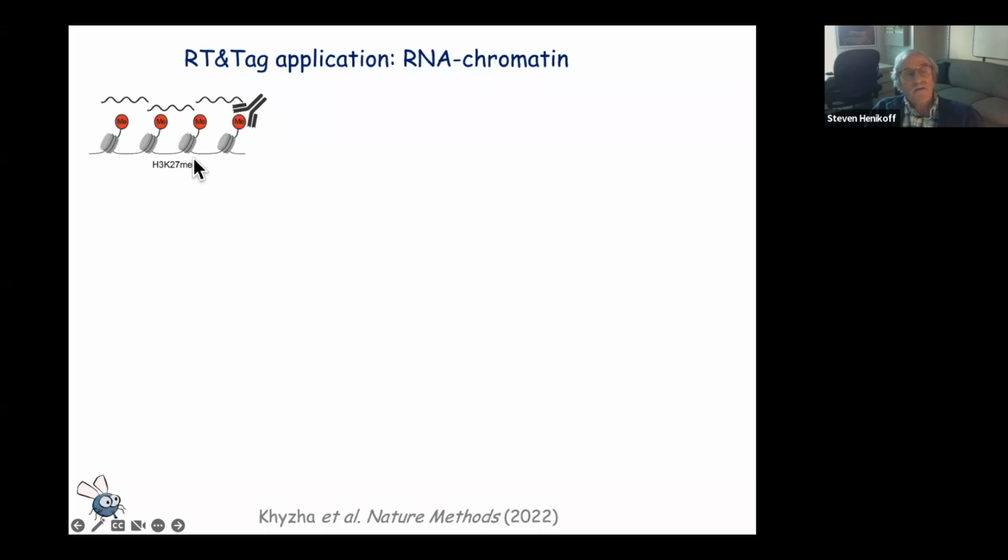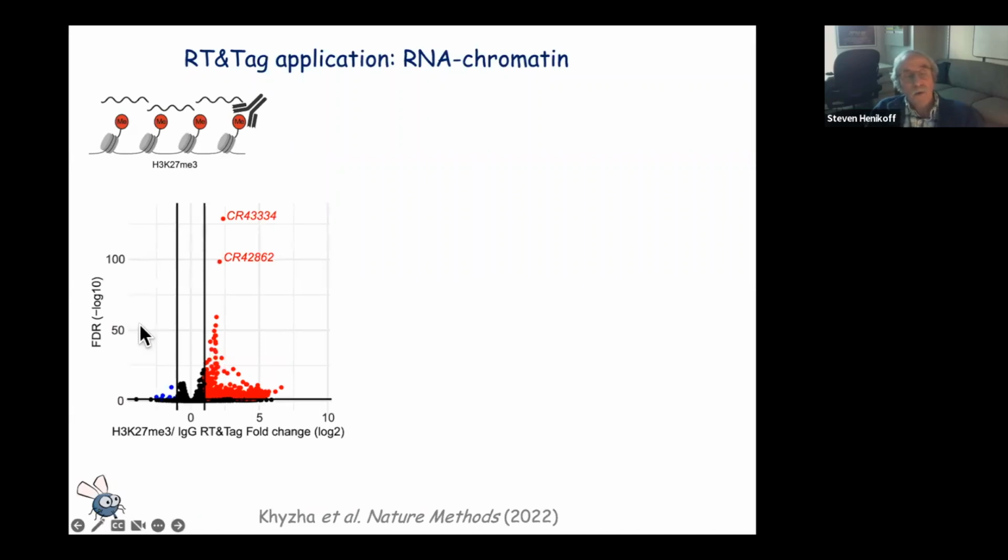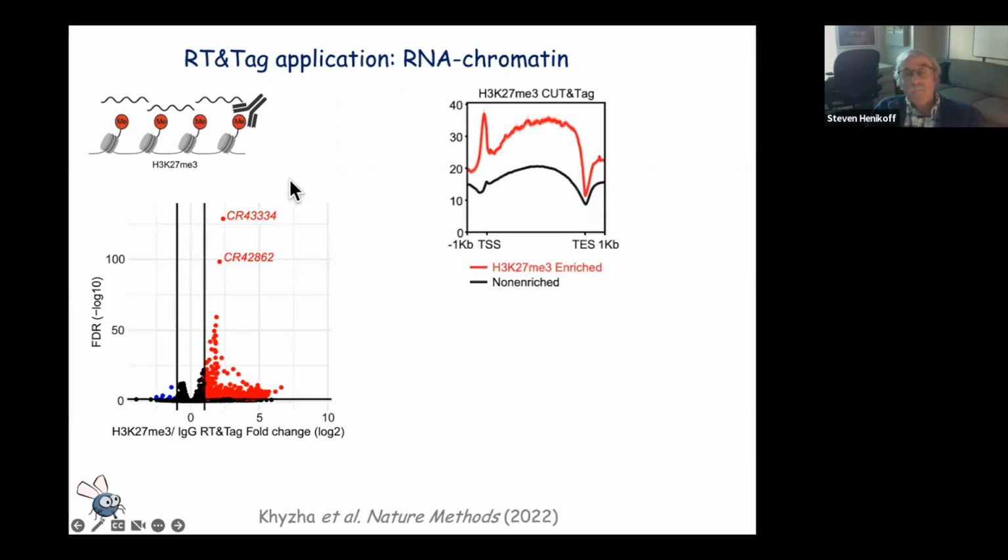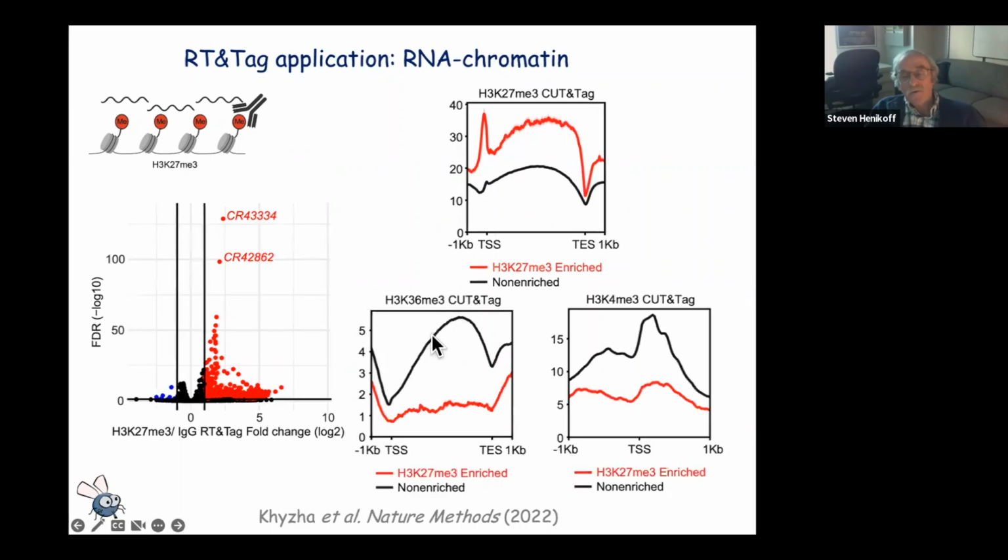And now we apply it to H3K27 trimethylation, which is the mark of polycomb silencing. As I mentioned, we get a lot of positives. We get some uncharacterized long non-coding RNAs. We don't know what they do. The point I want to make here is if we do CUT&Tag for H3K27 trimethylation, we see that's where the positives primarily go relative to the non-enriched. And what we also see is that if we look at active marks, it's strongly depleted. And this implies that what we're looking at here are very low level transcripts that we're trapping on the chromosome.